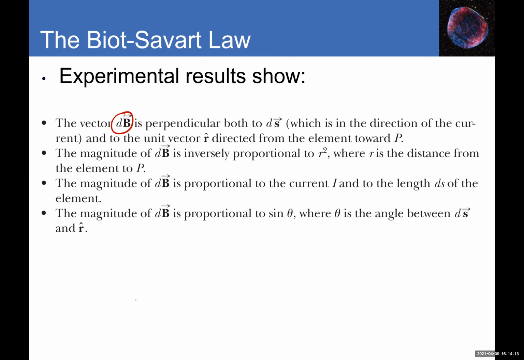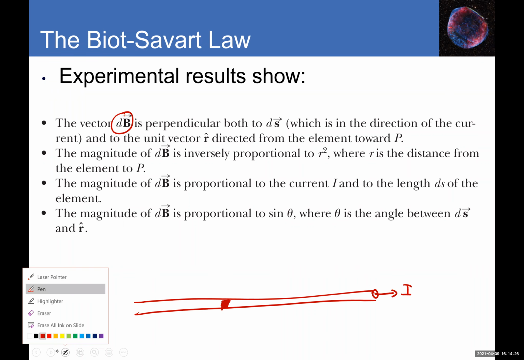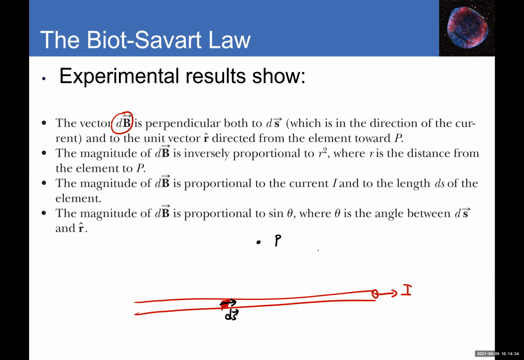Let me think like this. So if this is my wire, and if I choose a small element, let's say the current here is going like this. That small element will be in this direction, right? So this is my ds. Let's say I want to find the magnetic field at this point P.